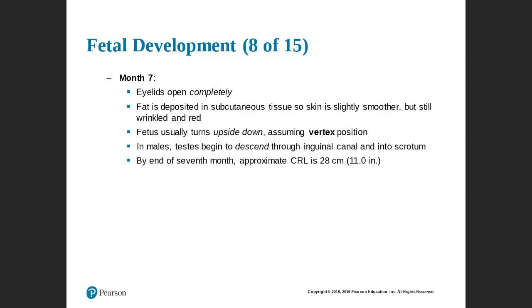Eyelids now start opening completely at month 7. Fat also is deposited in the subcutaneous tissue, so the skin is going to become a little bit smoother than at month 6, but still wrinkled and red. The fetus usually turns upside down at month 7, assuming the vertex position, which you hope it stays that way. In males, the testes will begin to descend through the inguinal canal and into the scrotum. By the end of the 7th month, approximate CRL is about 28 centimeters, about 11 inches.